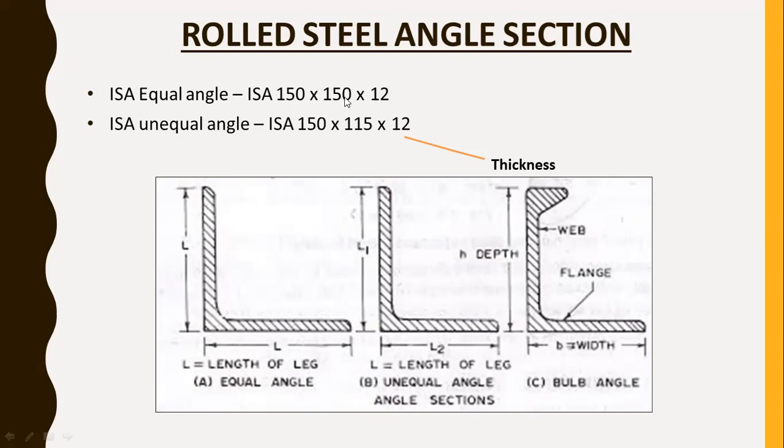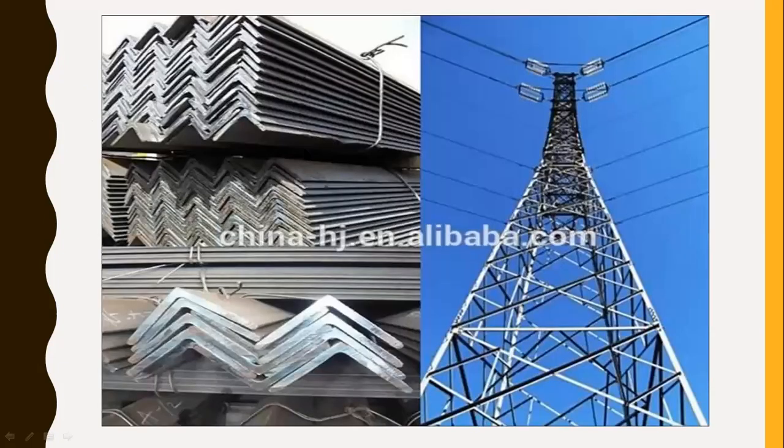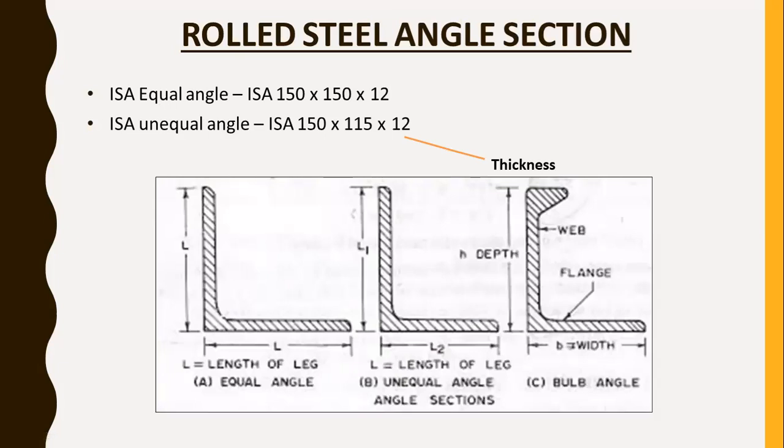So if B cross D, the width and depth, are the same, then it's known as an equal angle. And if the width and depth are not the same, then it's known as an unequal angle, right? So here different types of angles are provided. The first one is an equal angle, the second one is an unequal angle section, and the third one is a bulb angle, right?